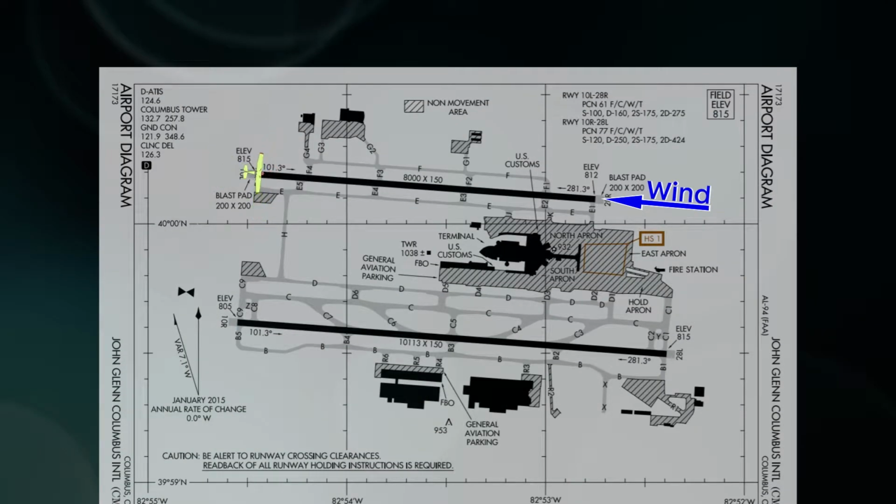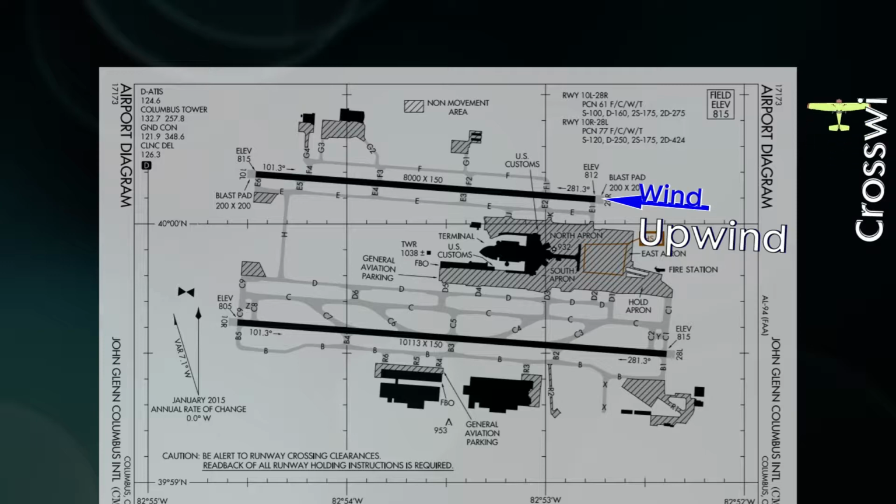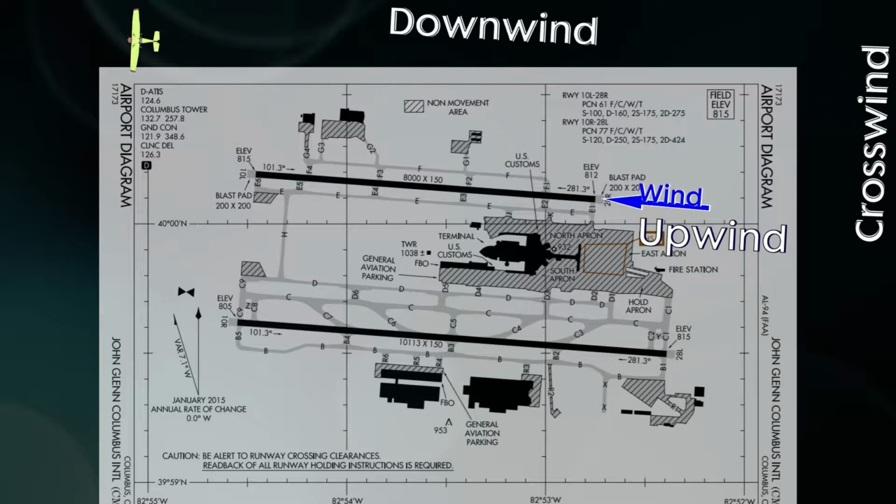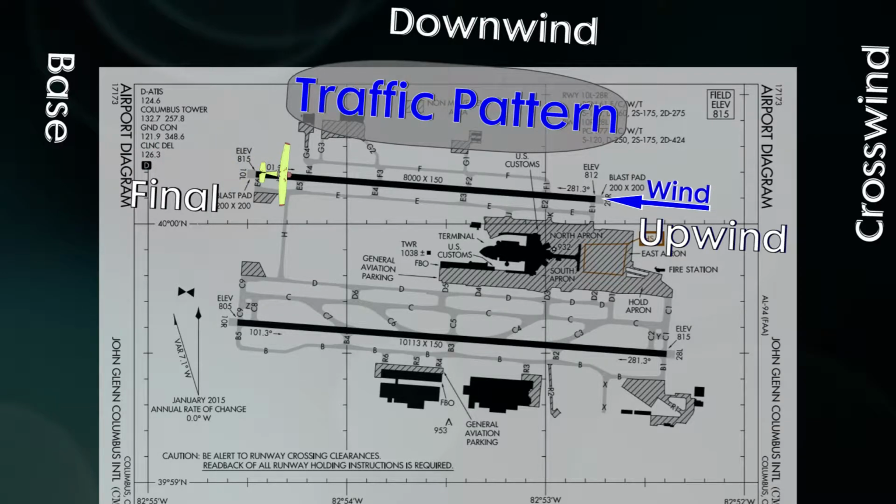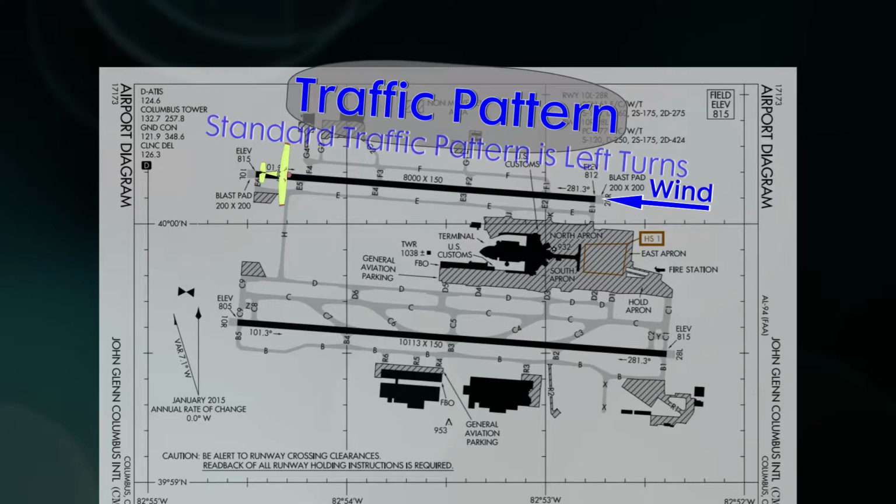Now, let's say we're taking off and you'll take off of runway 10 left. You'd go upwind, then crosswind, downwind, turn base, and then final. This is what's called a traffic pattern. This is a standard traffic pattern, meaning it's to the left. You're making all of your turns to the left.